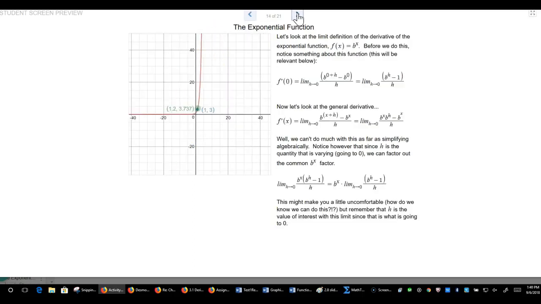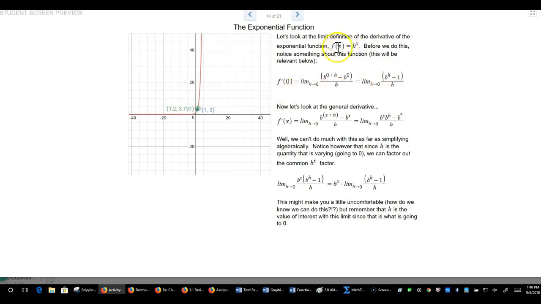Now let's look at the exponential function. So remember, the basic exponential function is just b to the x, where b is some number that is greater than 0. So we're going to apply the difference quotient to that, but before we do, I want to point something out.